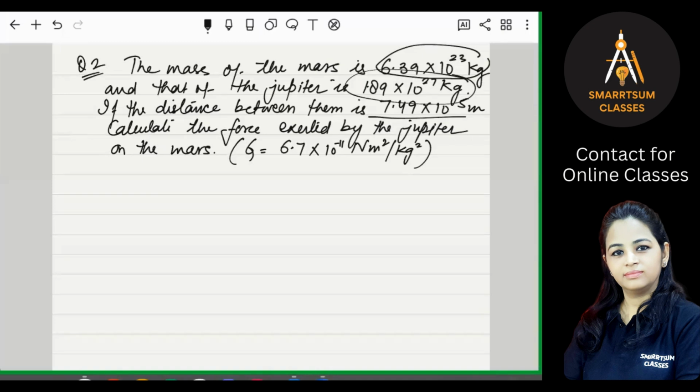Right? Why Jupiter on Mars? Because Jupiter has the greater mass. And the value of G is given here: 6.7 into 10 to the power minus 11 Newton meter square per kg square. So the masses of the two bodies are already given here.